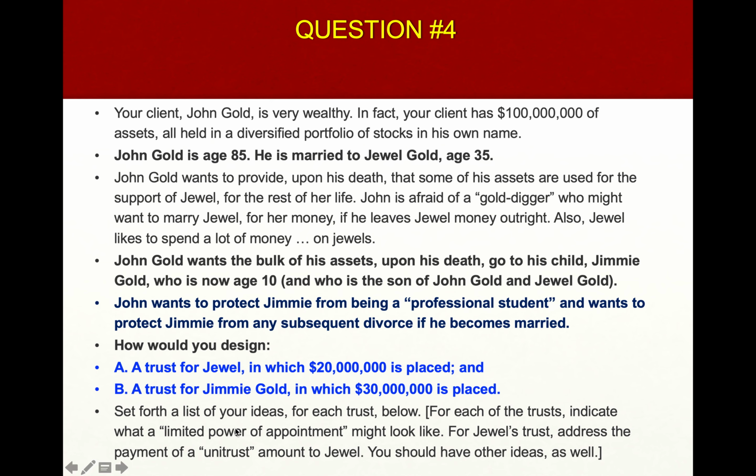And then you also might want to discuss what a limited power of appointment might look like. Jewel might have a limited power of appointment where she says, when I die, Jewel can specify where the money goes as long as to Jimmy or Jimmy's heirs. All right, or perhaps a little larger set of people. And Jimmy might be given the same thing so that he could say whatever's left in the trust when Jimmy dies, he could specify goes into trust for his wife or goes in trust for his children or something like that.